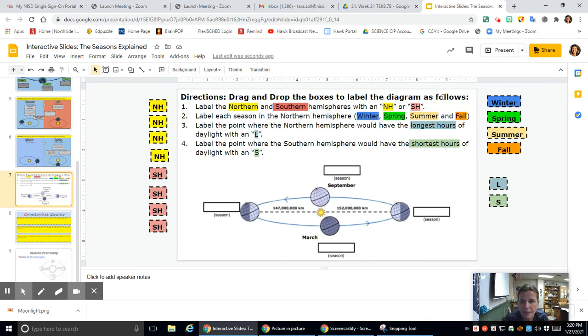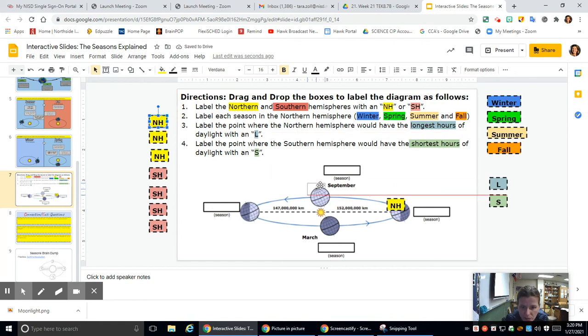Directions. Let's drag and drop the boxes to label the diagrams as follows. Label the northern and southern hemispheres. So here we go. Northern hemisphere is the half of the earth above the equator. So we can do that in each of these images. Then your southern hemisphere is going to be the half of the earth below the equator.